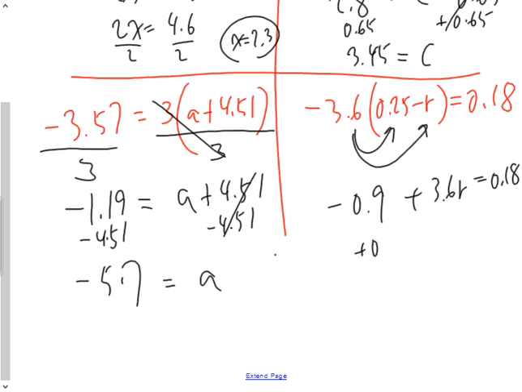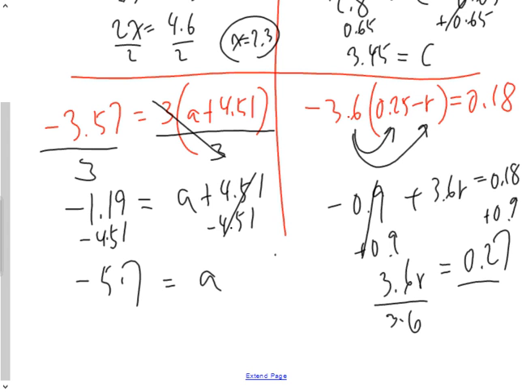I'm going to add 9/10 to both sides. And a positive 3.6r, why did I put the positive symbol? That's superfluous. 3.6r equals 0.27.